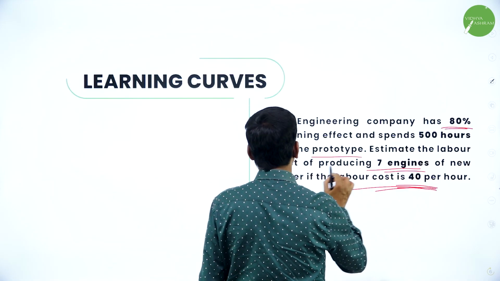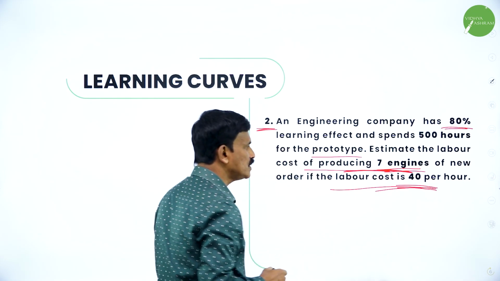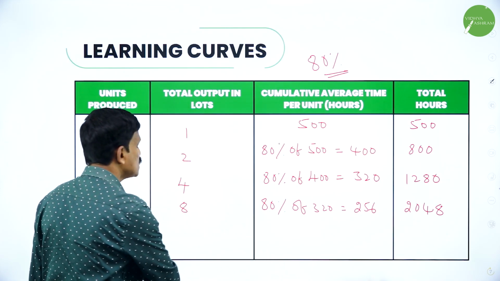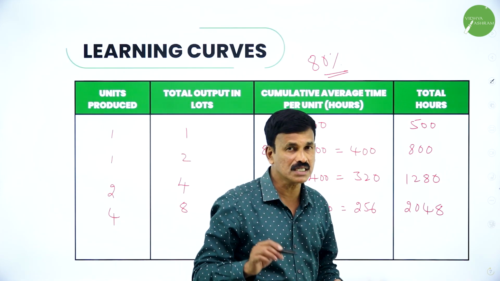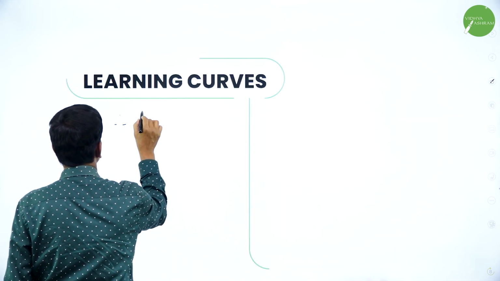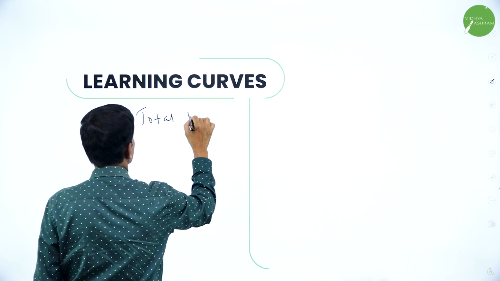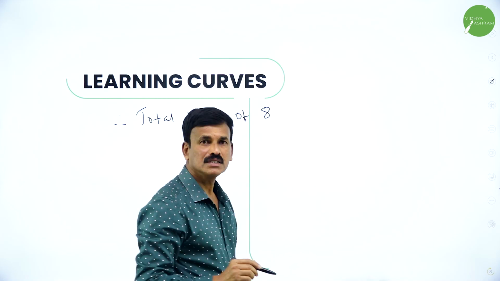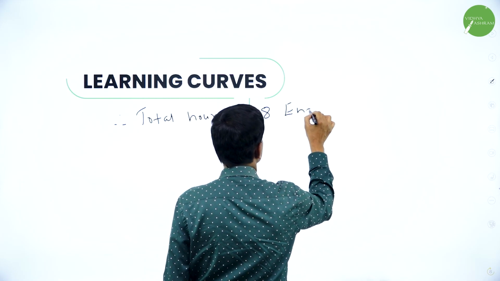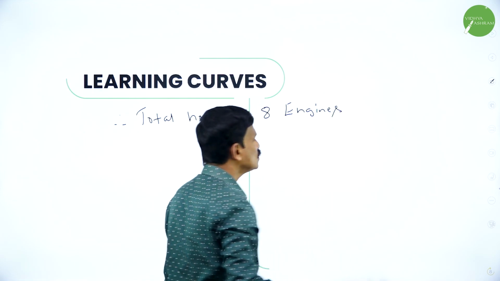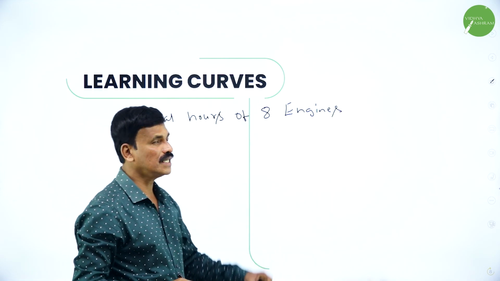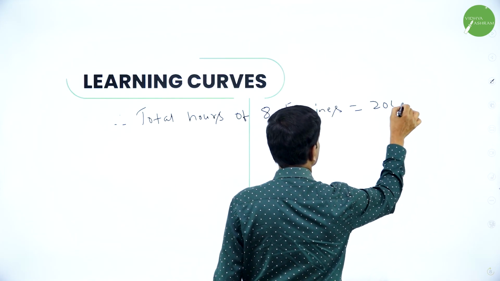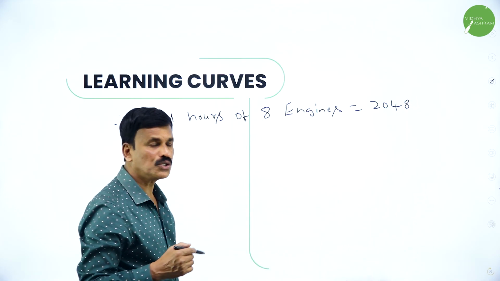Now just go to the problem. Estimate the labor cost for producing how many engines? 7 engines. But how many engines do we have here? So in total it is 8 engines. So we have to subtract 1. That's very important. Therefore the total hours of 8 engines is equal to what we got: 2048. Okay.